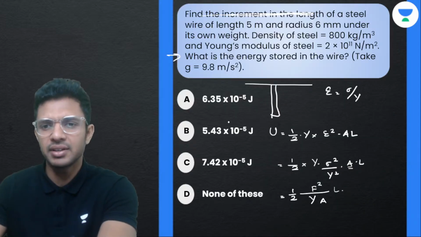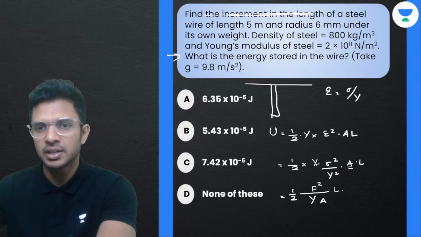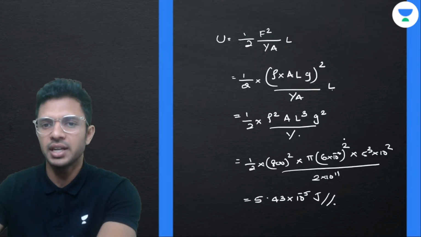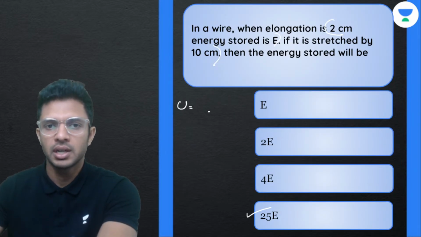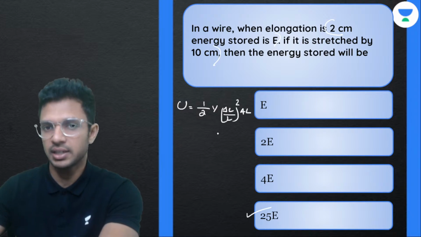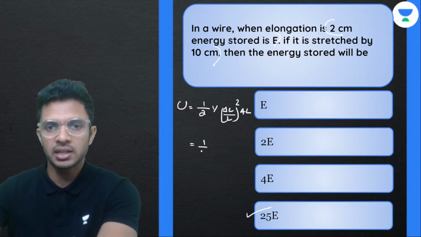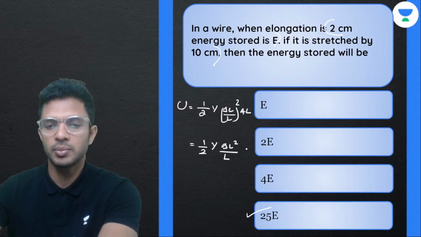Or else we already have derived this formula. Which one is it? देख ले. This one. Half Young's modulus, strain square, area into length is the formula for energy. So half Young's modulus, strain square, which will be delta L by capital L the whole square into area into length. Okay. Now making the simplification there, L and this L will cancel off. Delta L square remains. One L will be remaining in the denominator and area remains.